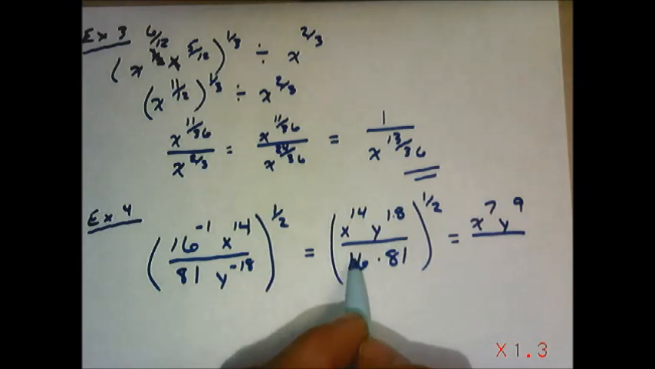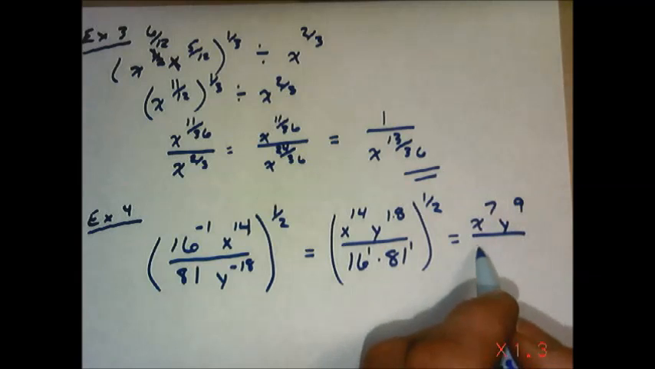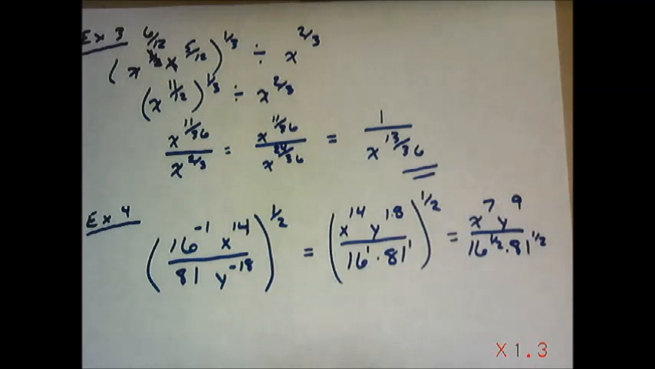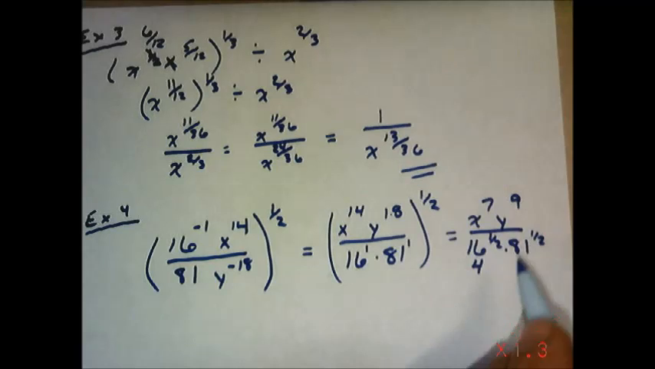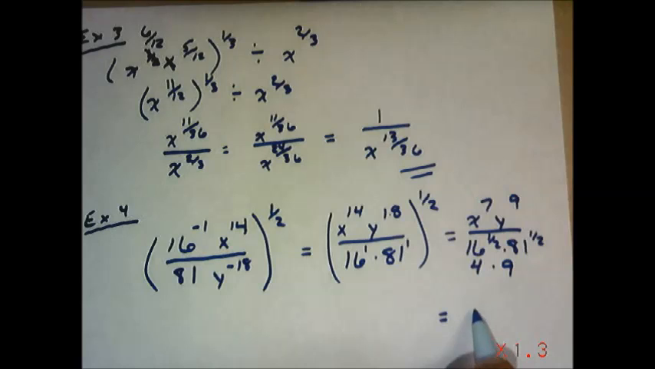Now on the bottom, I have 16, which is to the first, and 81, which is to the first. So 1 times 1/2 gives me 16 to the 1/2, and I get 81 to the 1/2. Now 16 to the 1/2, we should remember that to the 1/2 power simply means the square root. So I'm looking at the square root of 16, which is 4, and the square root of 81, which is 9. Now I can take 4 times 9, multiply it together, and get 36. So my final answer will be x to the 7th, y to the 9th, divided by 36.